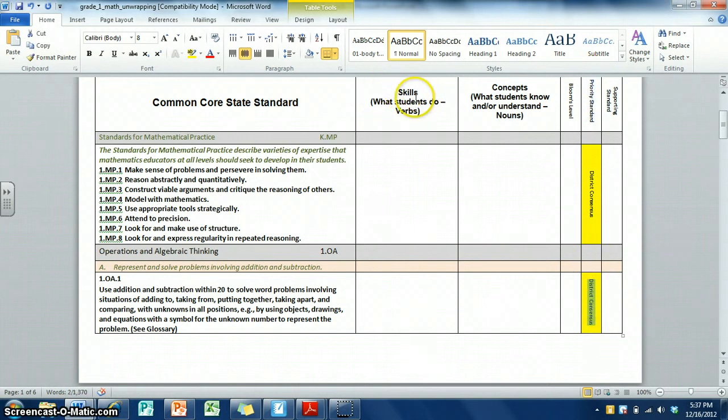You'll decide what the skills are. These are in fact the verbs. The concepts are the nouns, or what the students should know and understand. So if you look at this standard, use addition and subtraction. Use is absolutely a verb. There may be more than one, so you need to look carefully. And addition and subtraction are the nouns.